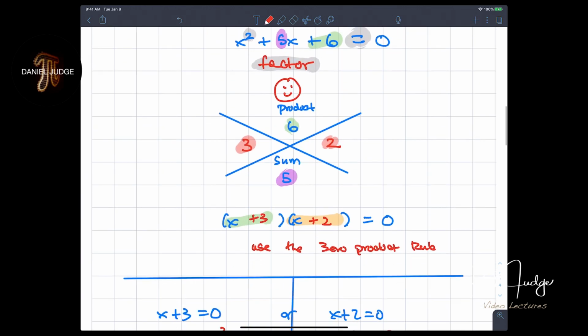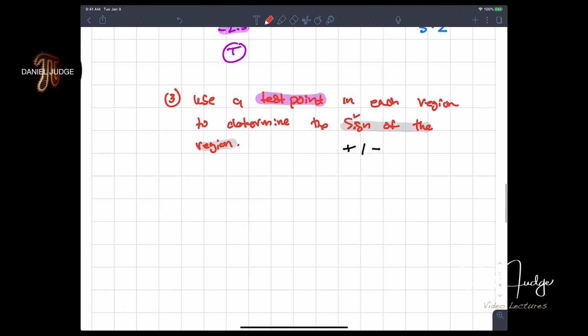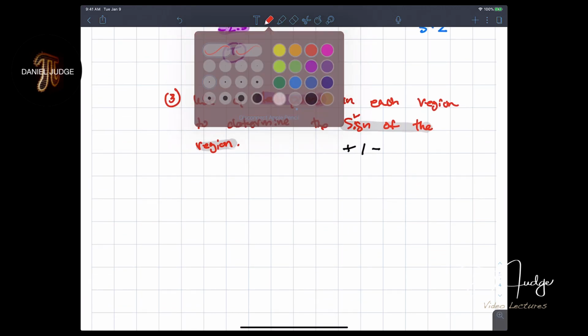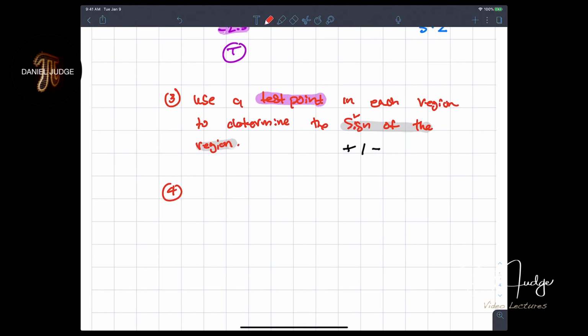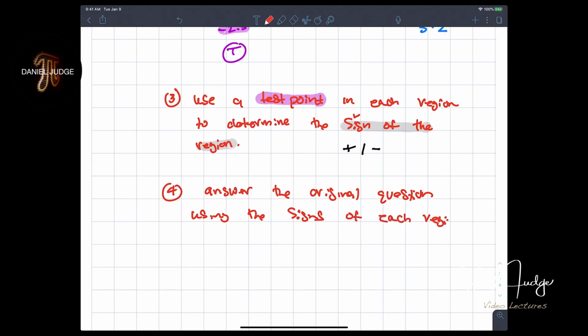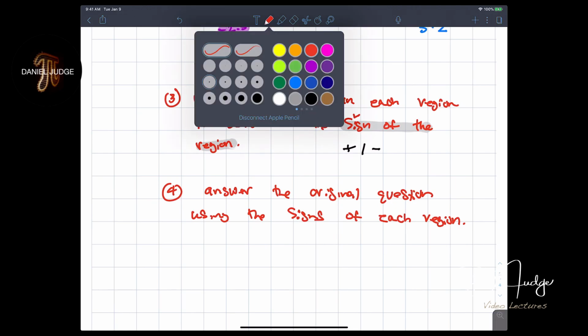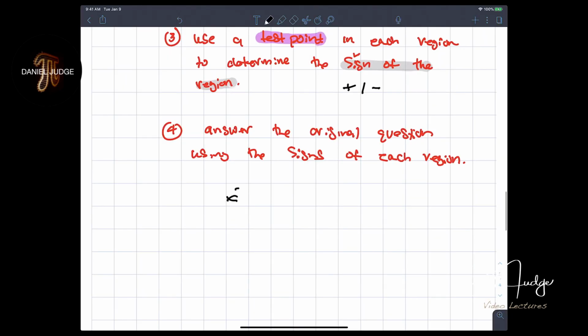And I'm going to say this is step number 4. Step 4: Answer the original question using the signs of each region. So your original question, I'm going to put it in black here. I think we had x squared plus 5x plus 6 greater than 0.